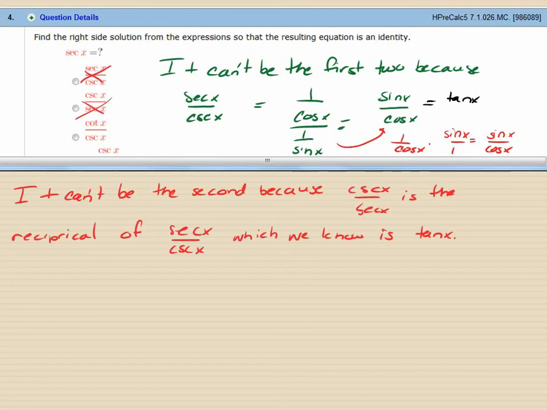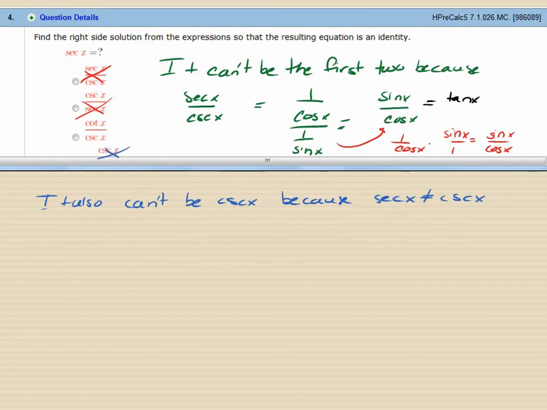It can't be the second either, because the second one is just the reciprocal of the first one. It's the first one flipped. And we already know what the first one is. It's tangent, and tangent flipped is not secant. It's actually cotangent. 1 over tangent is cotangent. It also can't be cosecant x because secant x doesn't equal cosecant x.